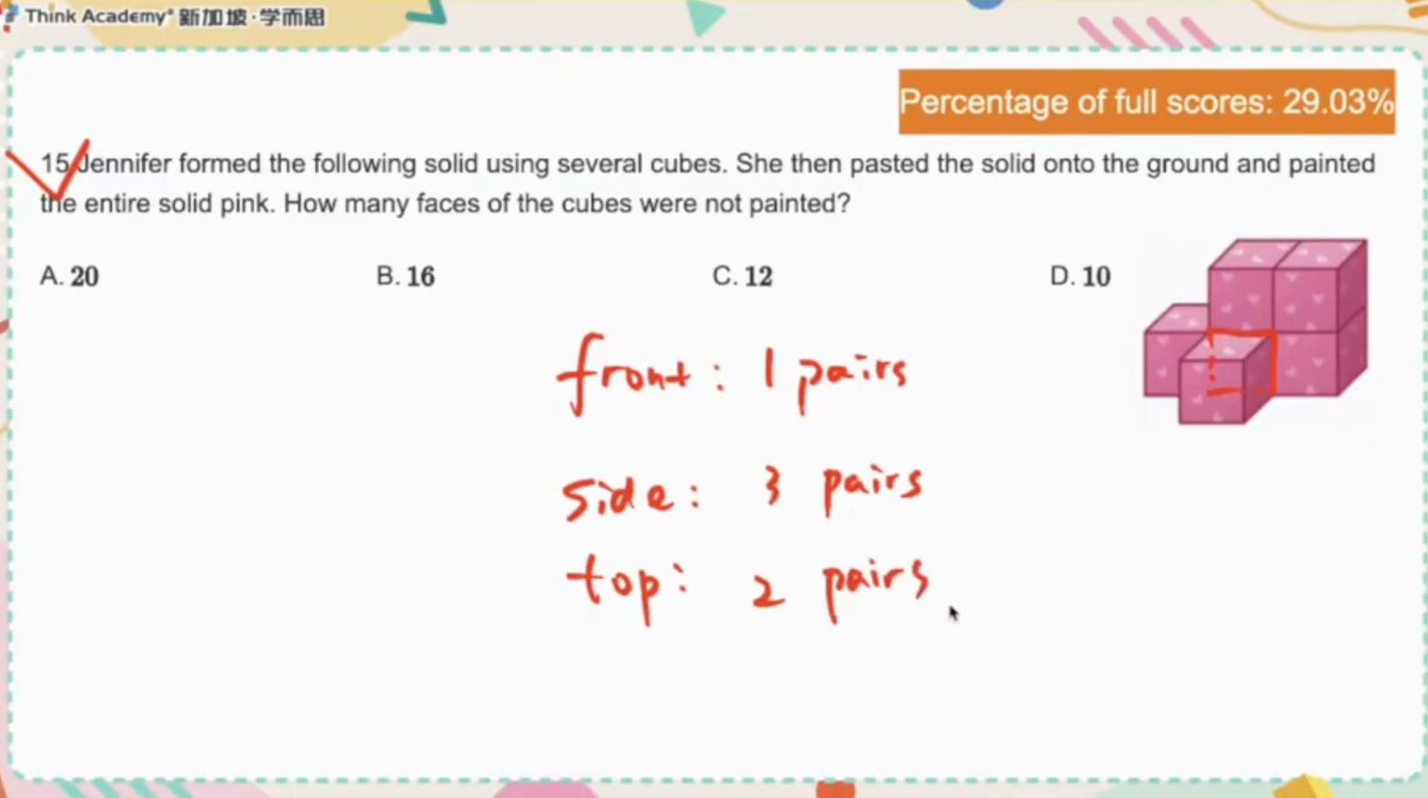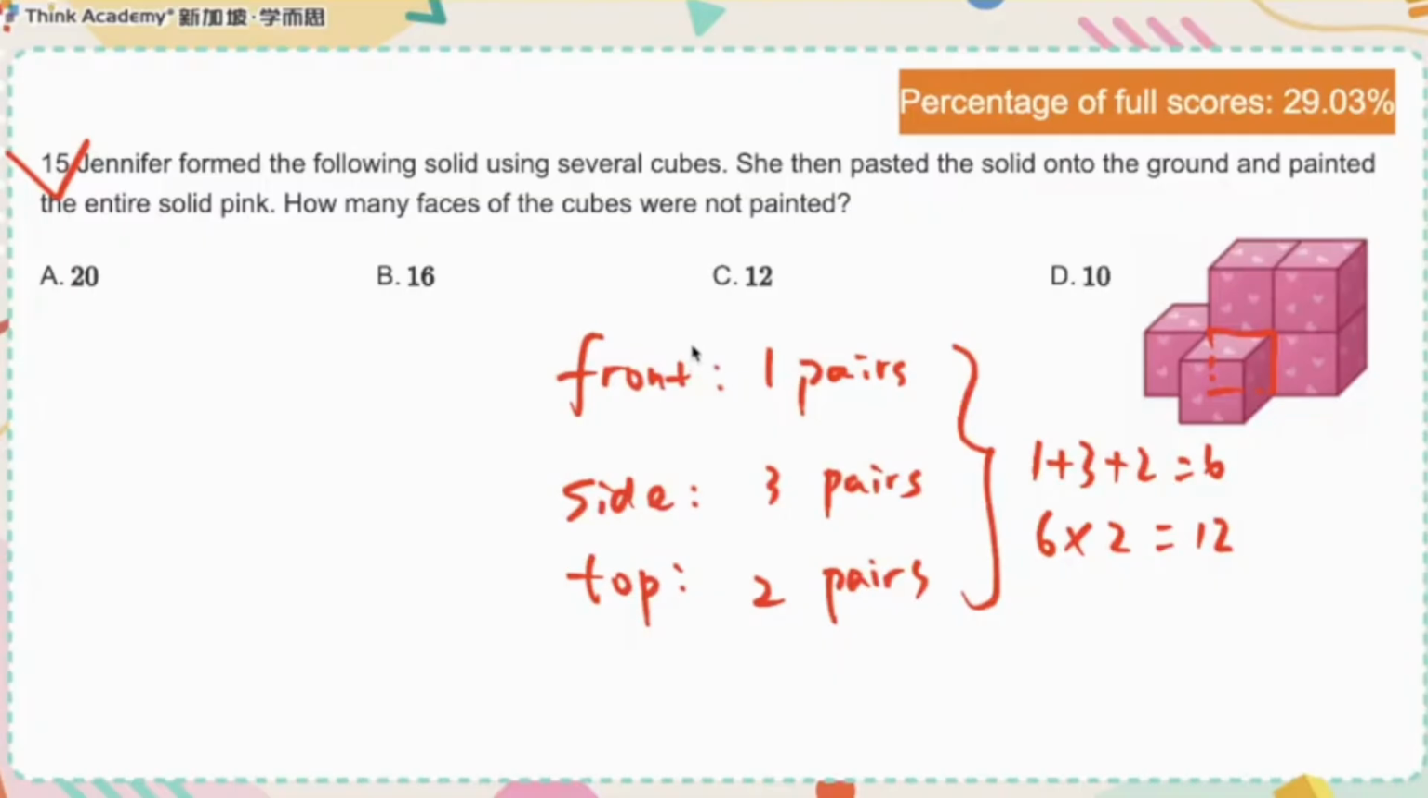And then somebody says, oh, finally I got it correct. So there are 1 plus 3 plus 2 equals 6. Then 6 times 2 gives us 12 faces. 6 pairs equals 12, right? Okay, then they will choose C.